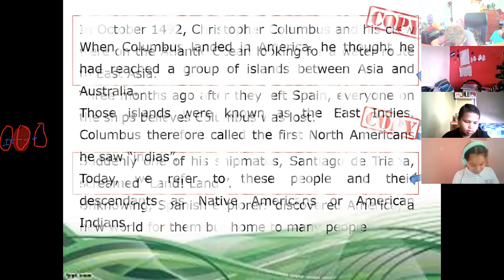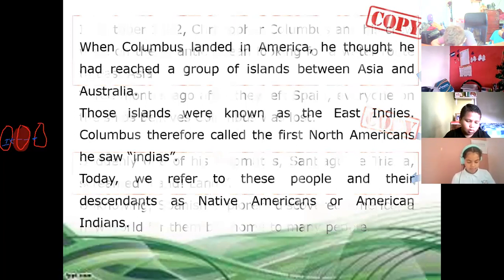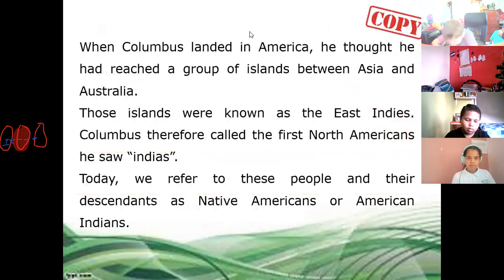It depends. Okay, don't copy this one because this one is a lot. So just listen. It says, when Columbus landed in America, he thought he had reached a group of islands between Asia and Australia. Those islands were known as the East Indies. Columbus therefore called the first North Americans he saw Indians. The first people he saw here in America, he called them Indians. Today we refer to these people and their descendants as Native Americans or American Indians.